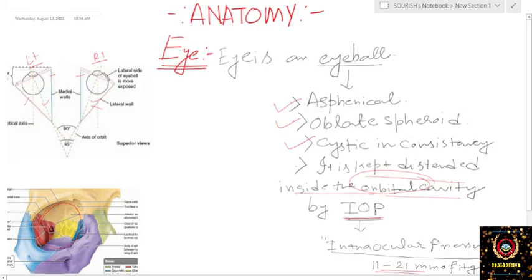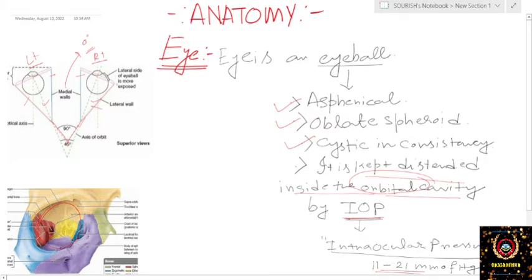Now if we extend this portion of the lateral wall and this portion of the lateral wall, we will see that these two walls make an angle of 90 degrees to each other. Means the two lateral walls of both right and left orbital cavities are perpendicular to each other, and these medial walls are parallel to each other, means they are at 0 degree angle.